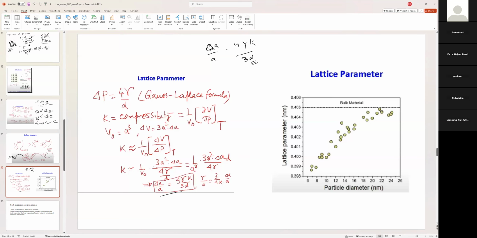So for a bulk, suppose this is the bulk lattice parameter. As you go down to lower particle diameter, this will be a delta A. And as you go down, the diameter is decreasing, the delta A is increasing. As you move along this direction, the diameter is decreasing, and the delta A is increasing.